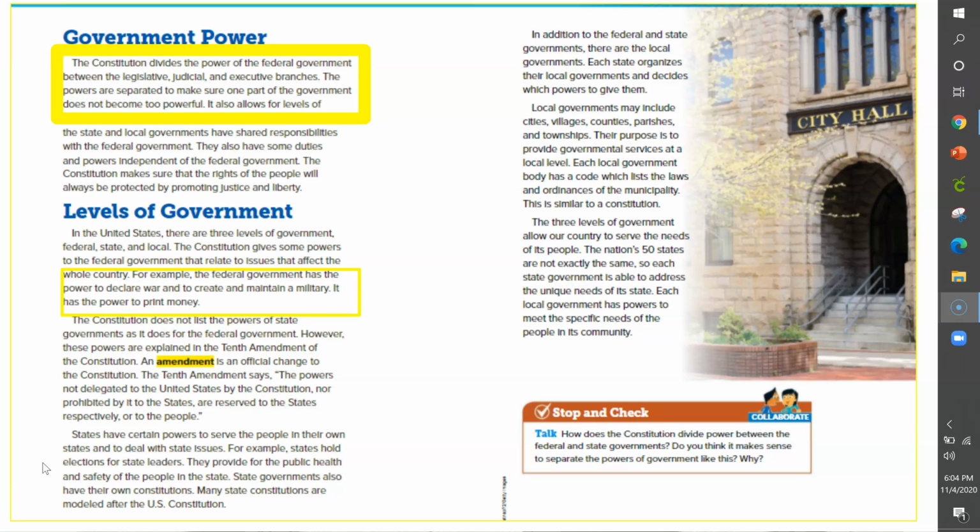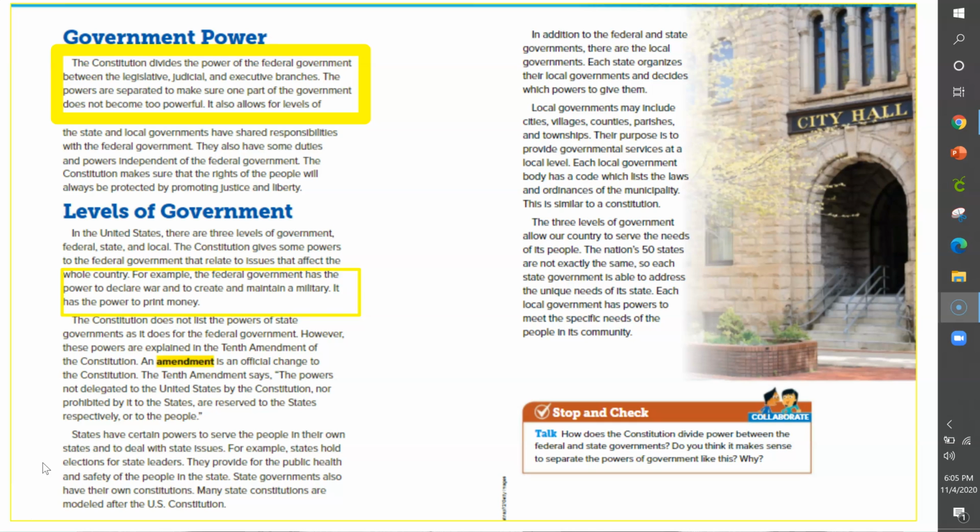So what is the importance of the 10th Amendment to the Constitution? Pause right here to think about that. Great understanding. It establishes the difference between the power of the federal government and the power of the state governments. Let's keep reading.